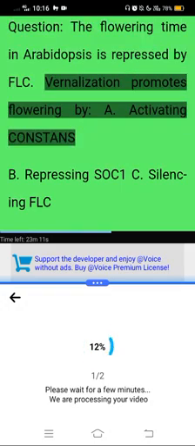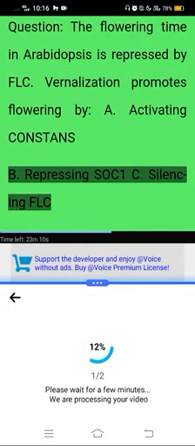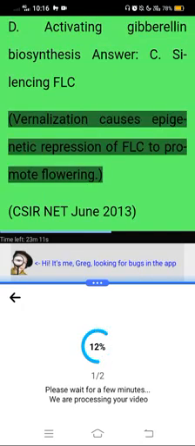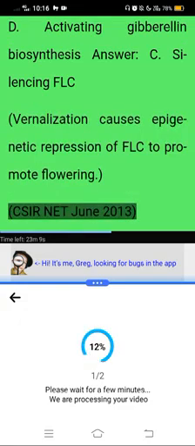Vernalization promotes flowering by activating constans, B, repressing SOC1, C, silencing FLC, D, deactivating gibberellin biosynthesis. Answer. C, silencing FLC. Vernalization causes epigenetic repression of FLC to promote flowering. CSIR NET June 2013.